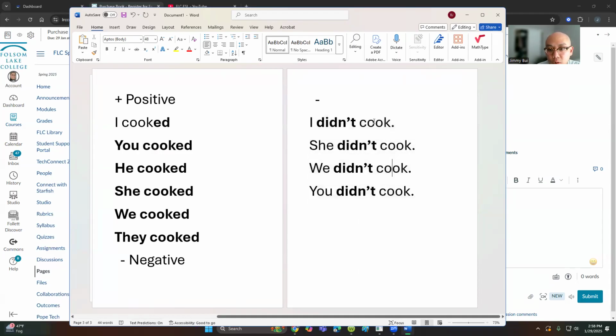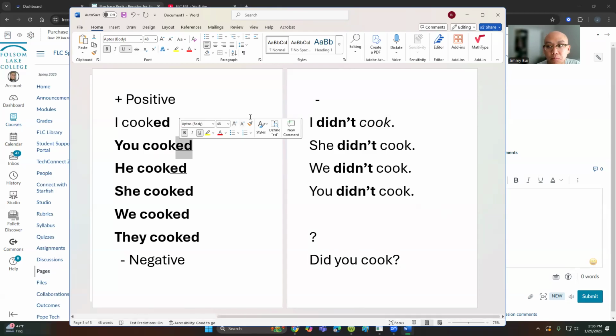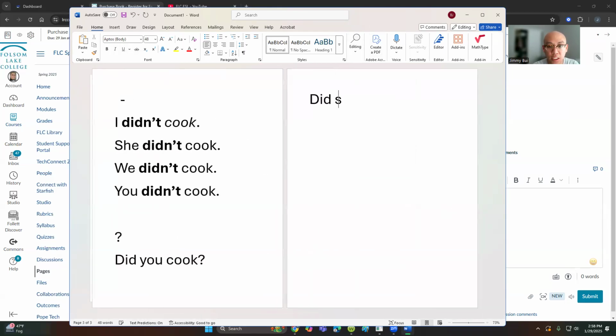In the negative form, there is no ed, right? So the ed is only going to be for positive statements, not negative statements, as well as questions. You do not use the simple past positive form where you add an ed to it. Did you cook? Did she cook? Right? You are just going to use the base form of a verb for negative and questions in the simple past.